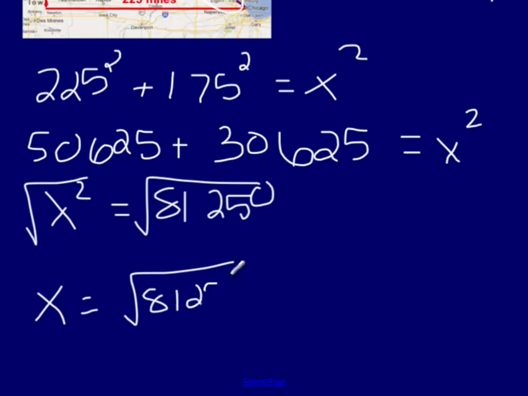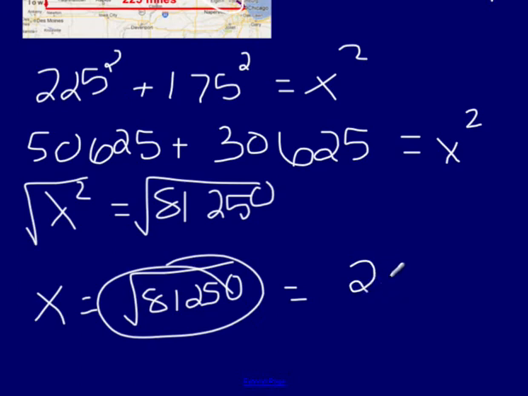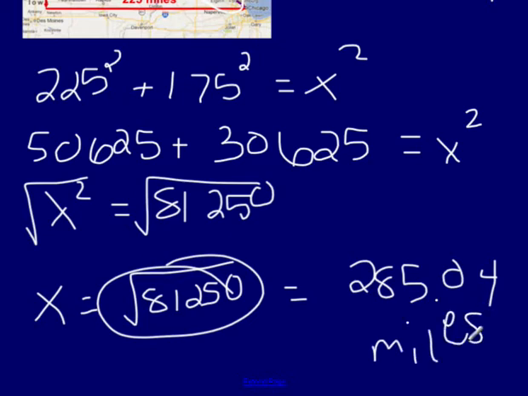Now for the majority of this unit, we've been trying to simplify the radicals down into pairs. Well, what I want to know is if this radical is less than 450 miles. So I'm actually going to take the square root, and I get 285.04 miles. That's approximate because we didn't write it as a simplified radical. So that's approximately how many miles it is to Chicago.